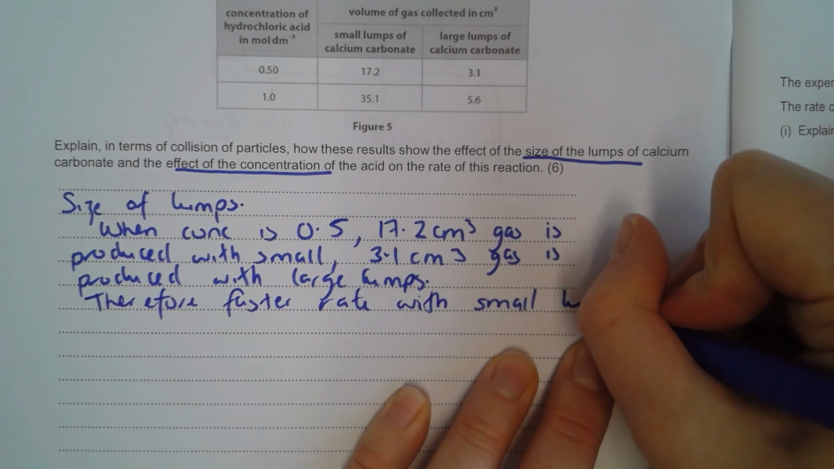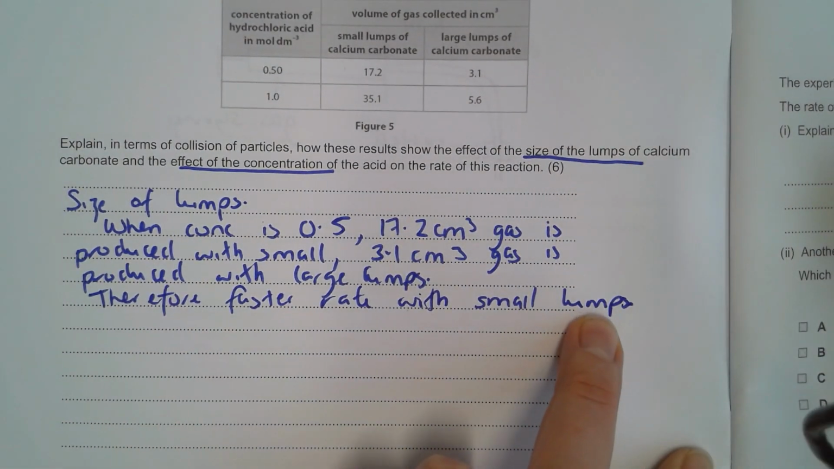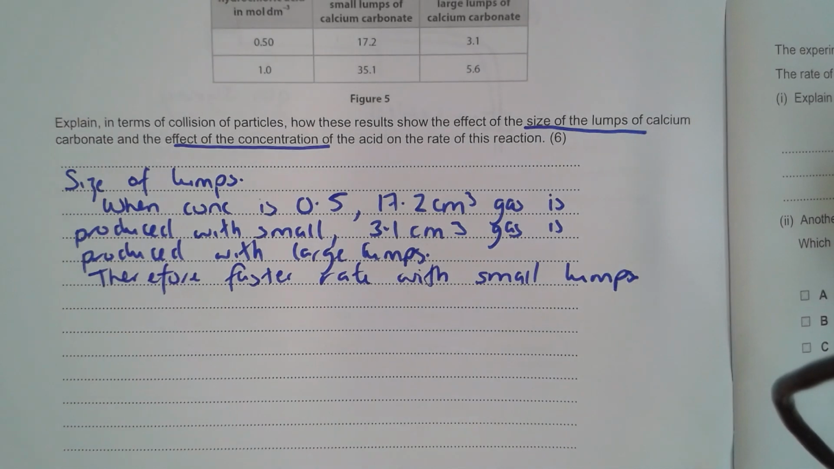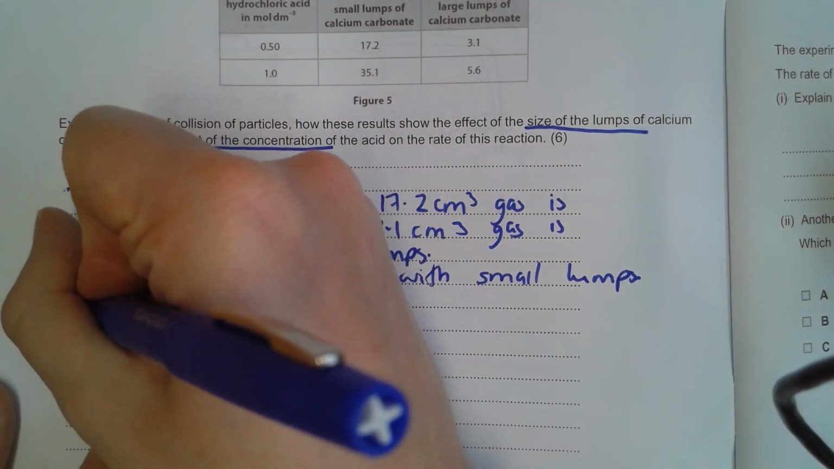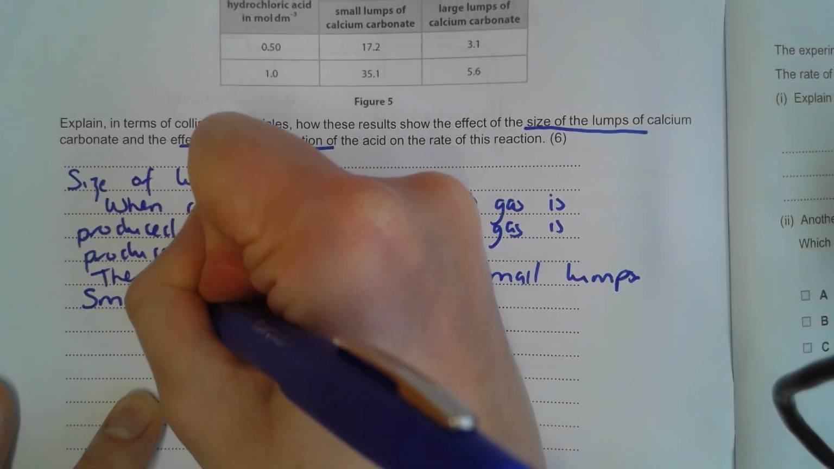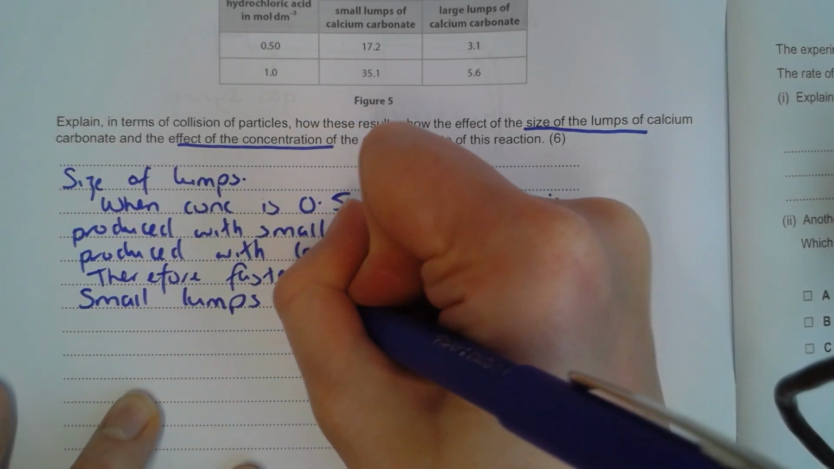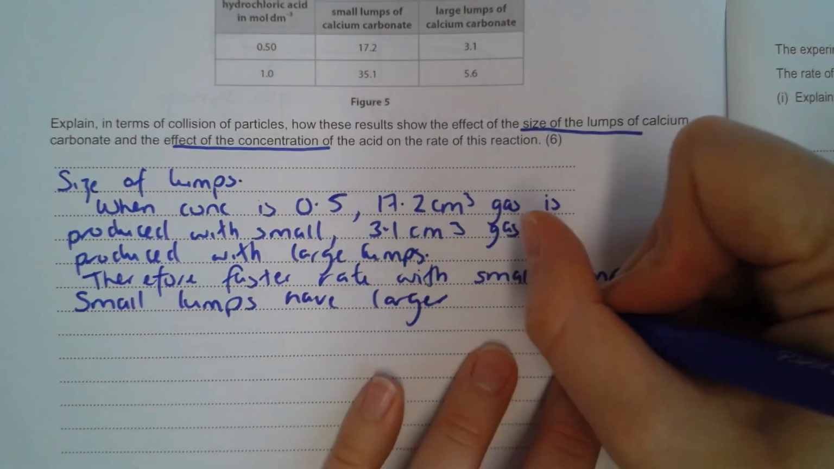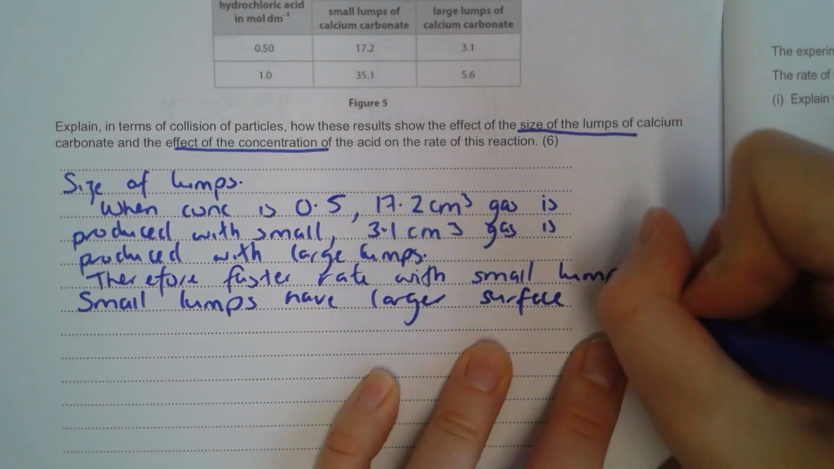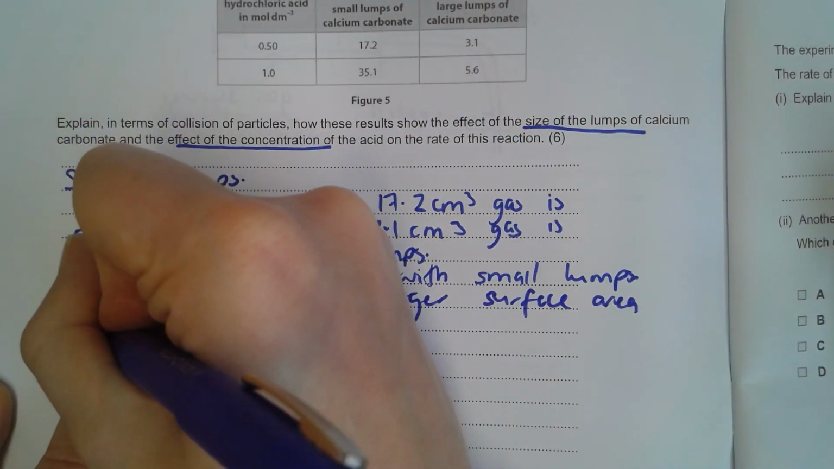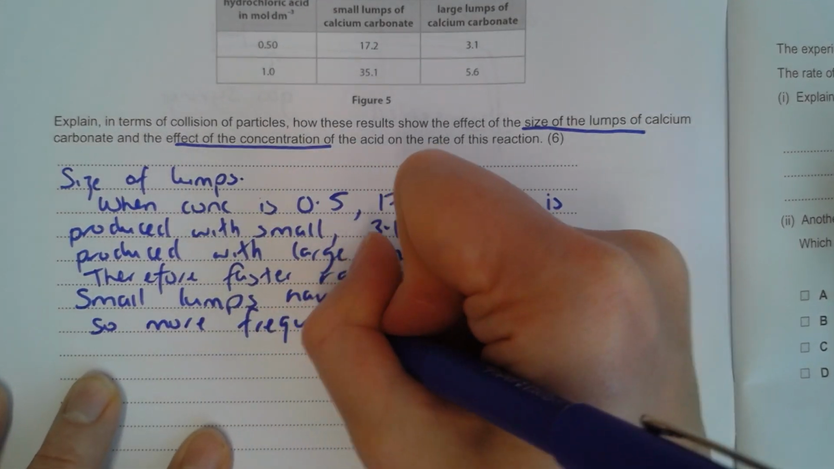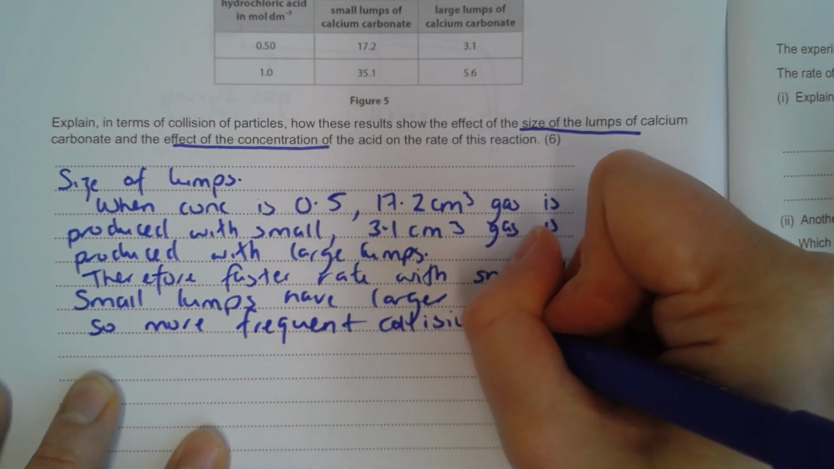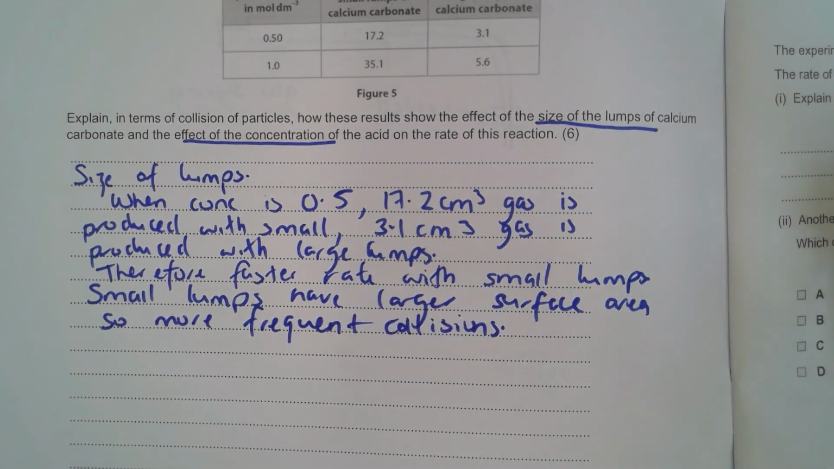So I've quoted data, I've said what the data means, but now I need to explain it. Why is there a faster rate with small lumps? I need to explain it in terms of collisions of particles. So I'll say small lumps have a larger surface area. You need to speak to me about surface area. Have a larger surface area, so there are more frequent, make sure you're using that word frequent, more frequent collisions. Okay, and that's it. That's all I need to write about size of lumps.